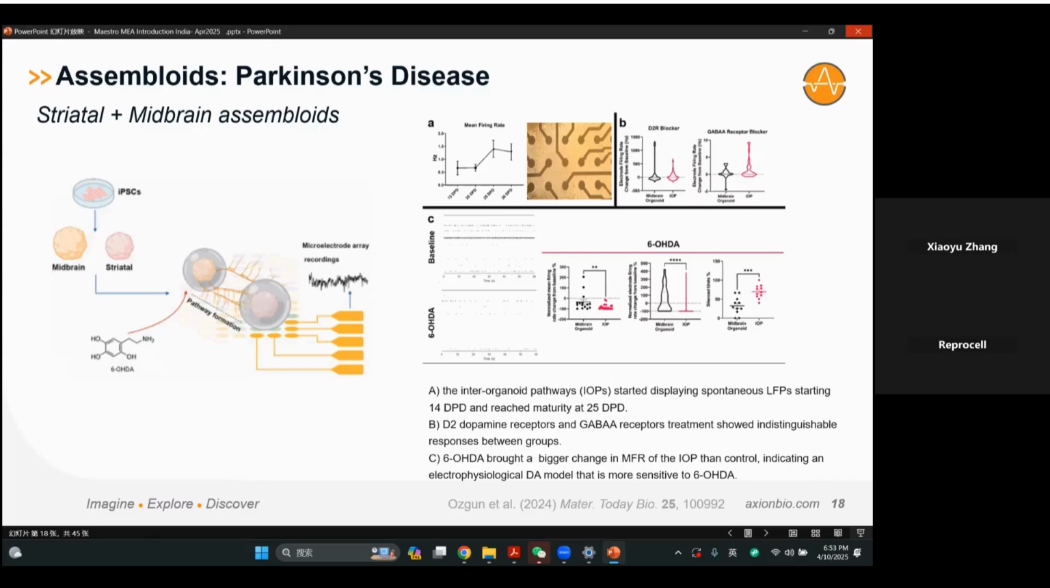indicating that IOPs are more sensitive to 6-hydroxydopamine due to the closer proximity of dopaminergic pathways to the electrode surface. So this study concludes that IOPs can serve as a more sensitive model for investigating dysfunctional dopaminergic networks in Parkinson's disease, providing real-time functional readouts for research.